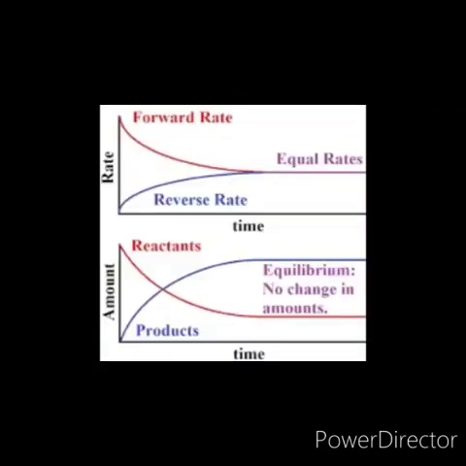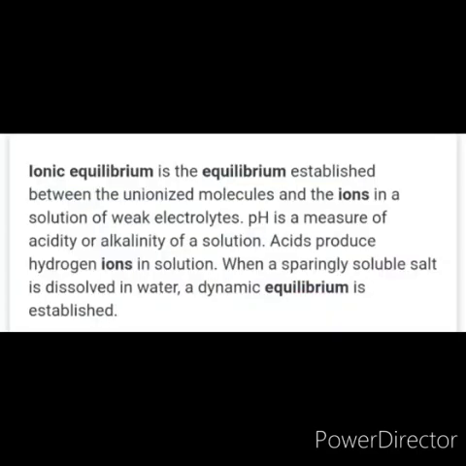In this chemical equilibrium, we plot a graph of rate versus time. Rates are equal and do not change, and if we plot a graph of amount versus time, there is also no change. But ionic equilibrium takes place between ions and unionized molecules. Hence we define it as the equilibrium between ions and unionized molecules in solution, called ionic equilibrium. pH is a measure of acidity or alkalinity of a solution.